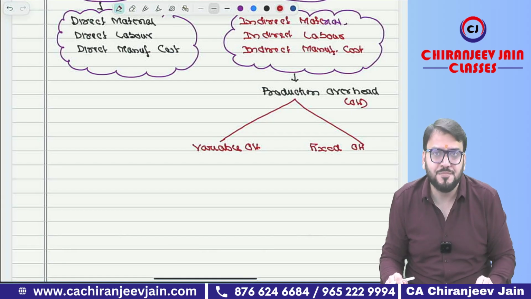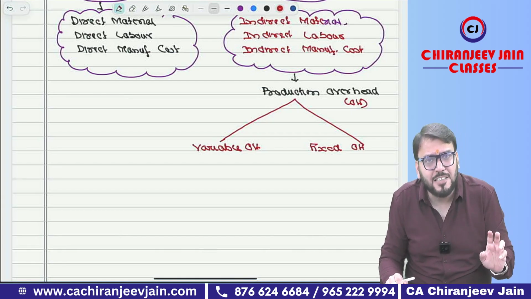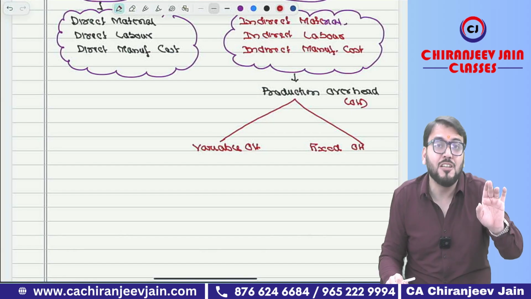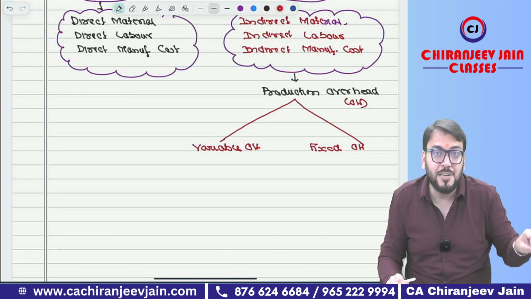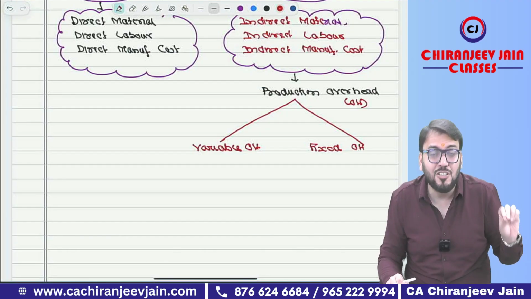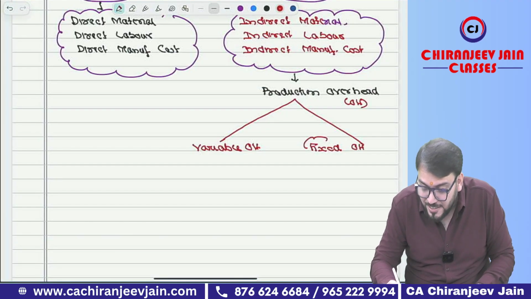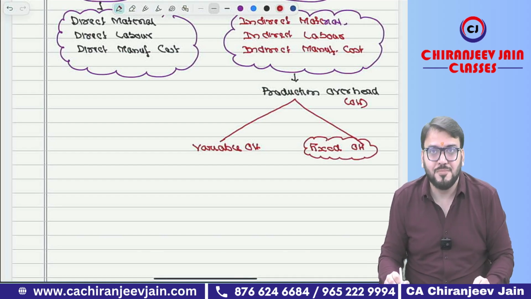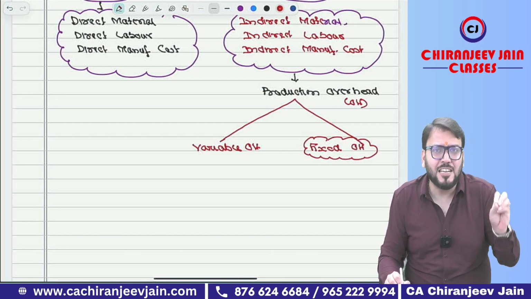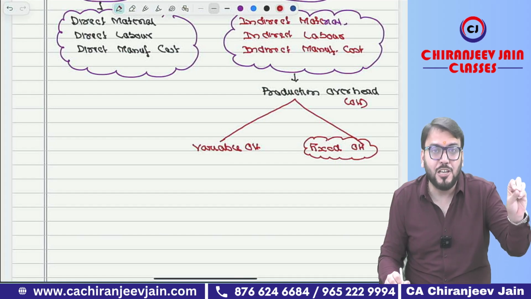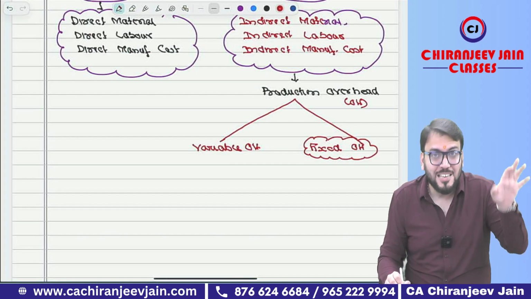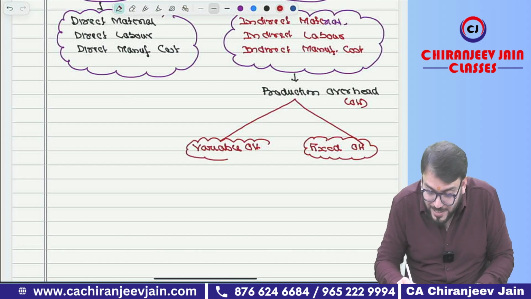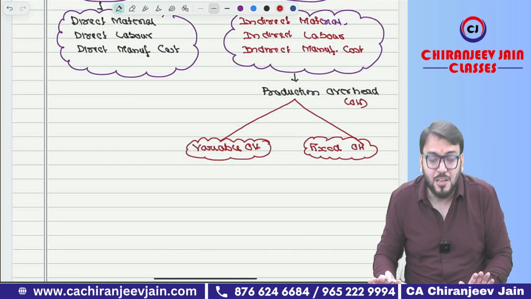For example, factory rent. Factory rent needs to be paid irrespective of production. If the production is 1000, then also you need to pay the same rent. If the production is 10,000, then also you need to pay the same rent. Therefore, factory rent is an example of fixed overhead. But if I say consumable used for production, can I say consumable will vary according to production? More quantity, more consumable. Less quantity, less consumable. Correct? That is an example of variable overhead.